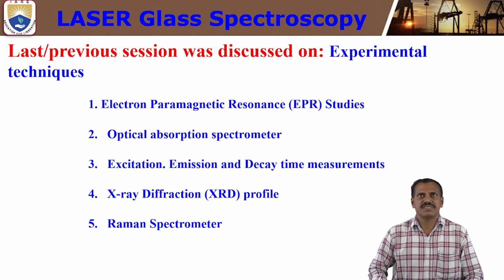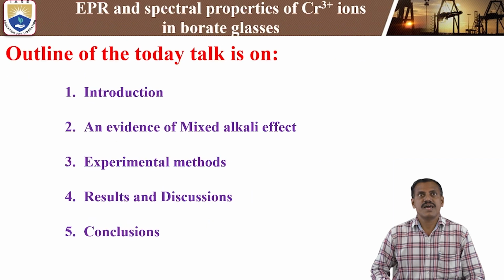In the previous session we discussed the experimental techniques of electron paramagnetic resonance EPR studies, optical observation, spectrometer, excitation, emission and decay time measurements, X-ray diffraction profile and Raman spectrometer. These are the topics we discussed last session. Today I am going to discuss the EPR and spectral properties of chromium 3+ ions in borate glasses.